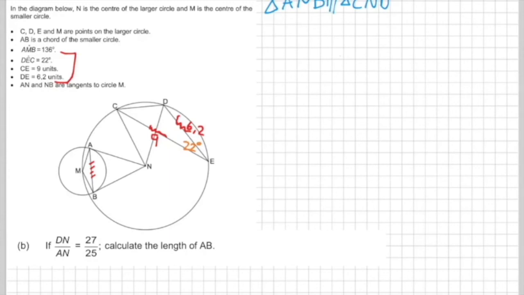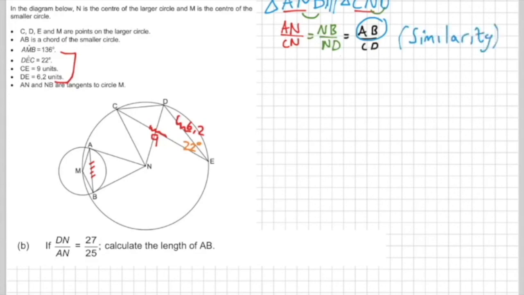Because we've proven this, it means that I can deduce the ratios that AN over CN is NB over ND, and this is equal to AB over CD because of the positioning. That one that I circled there, AB, is the one that we want to get to. So I know that is the one ratio I do need to use. So I'm going to use AN over CN equal to AB over CD. I am not going to use NB over ND because I know nothing about those specific sets of lines.